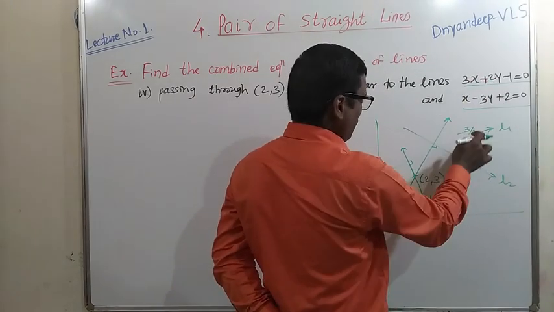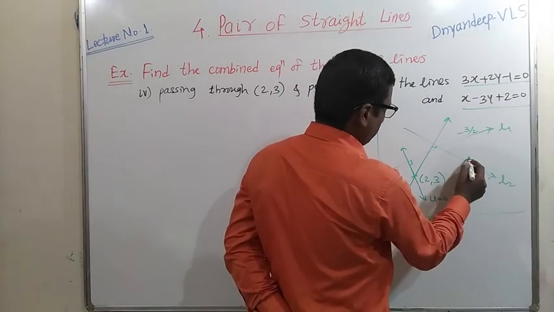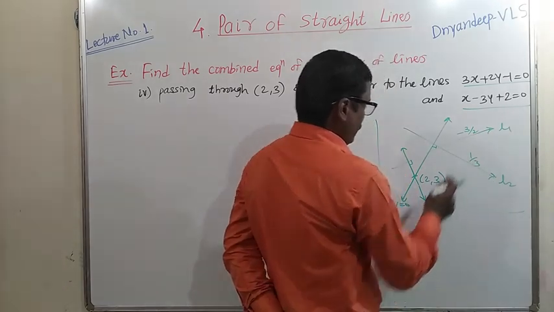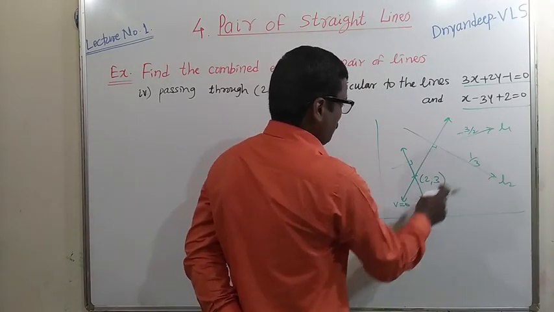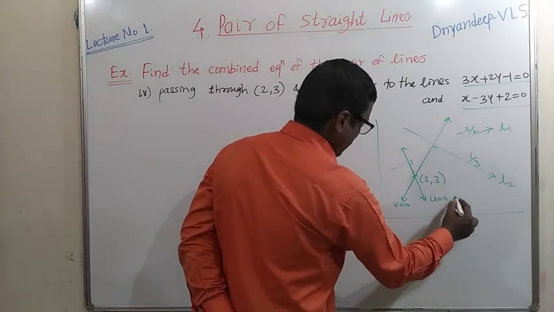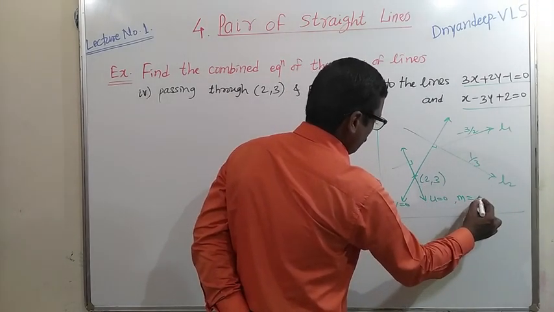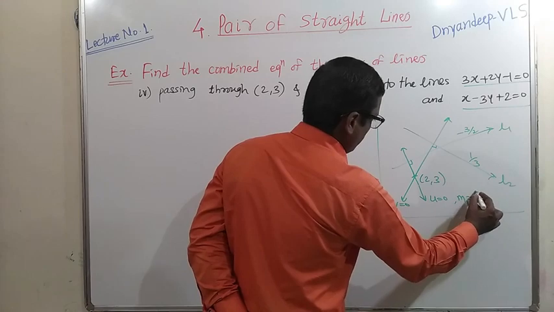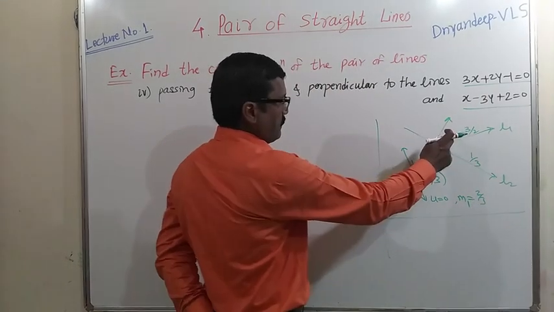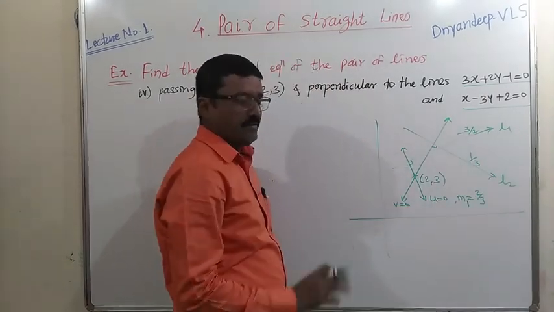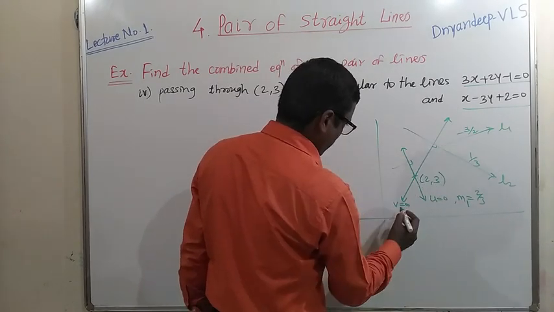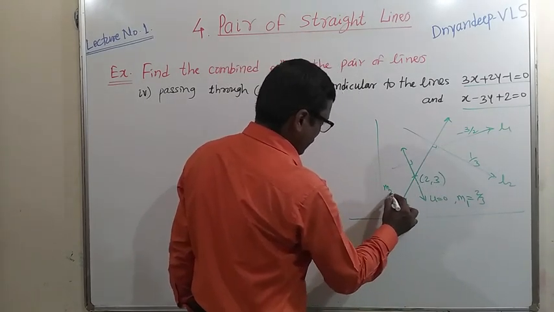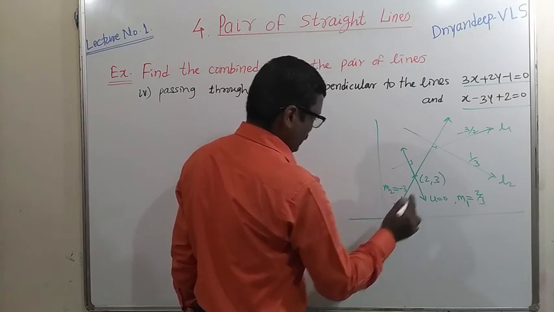The slope of this line is minus 3 by 2. Slope of this line is 1/3. As the slope of this line is minus 3 by 2, its perpendicular line has slope m1, and it is equal to 2 by 3. The slope of a perpendicular line is the negative reciprocal. Whenever the slope of this line is 1/3, the slope of its perpendicular line, m2, is minus 3.